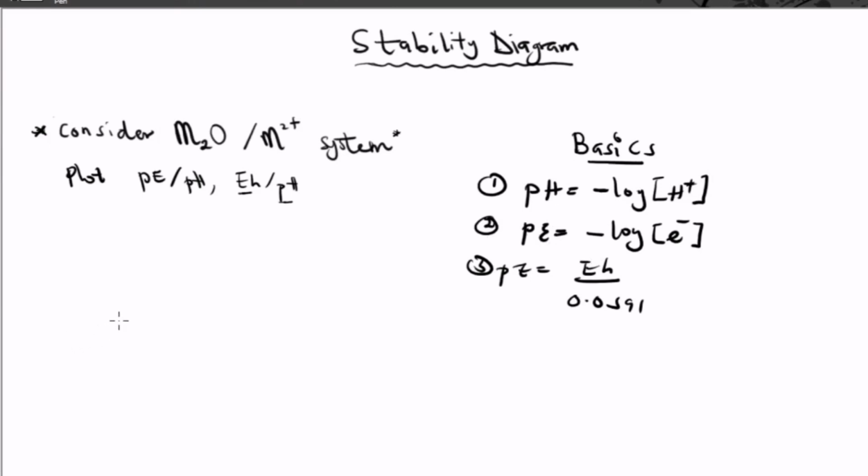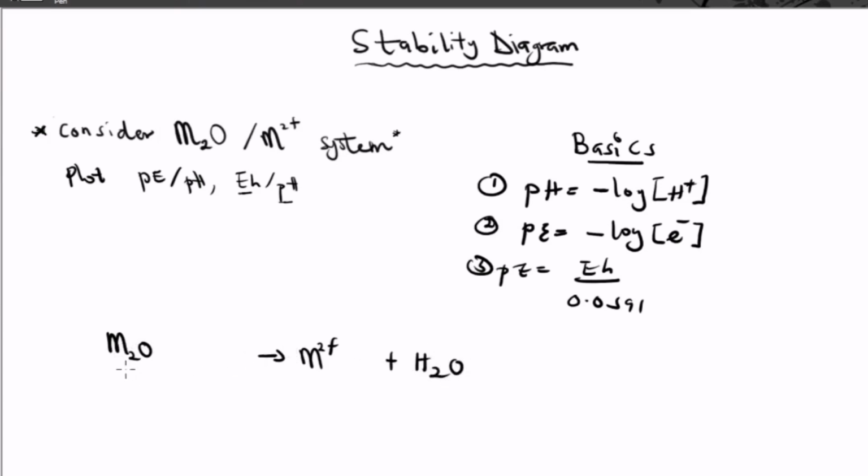Now, to construct the stability diagram, we first need to balance the equation given to us for the system. We know that M2O is giving us M2+. In this case, we are balancing in acidic medium, whereby where we have oxygen, we look at the moles of oxygen and add water to the other side, the product side. We have one molecule of oxygen here, so we are going to add one molecule of water here.